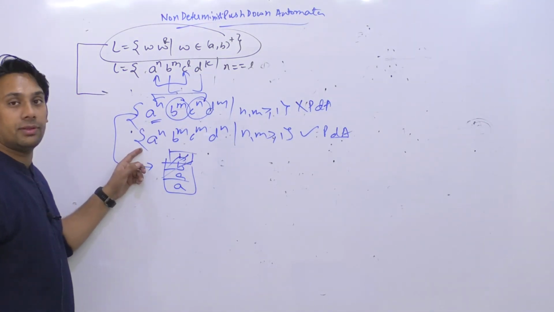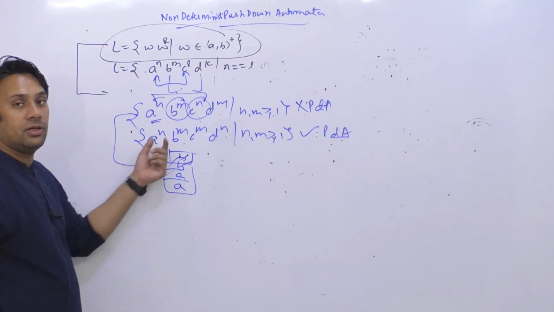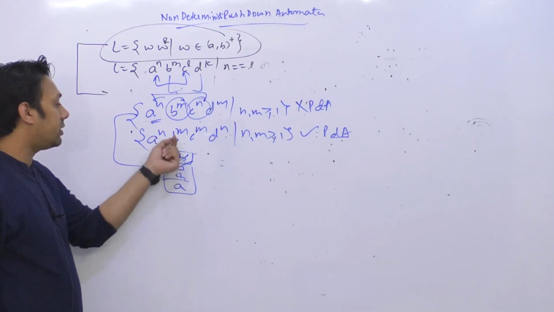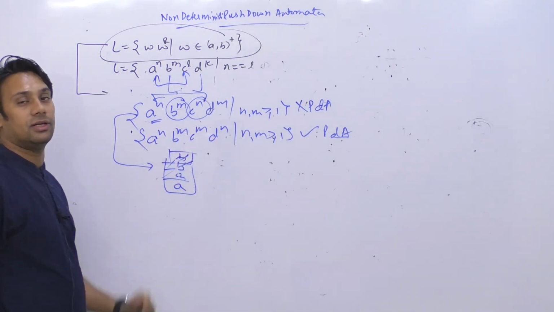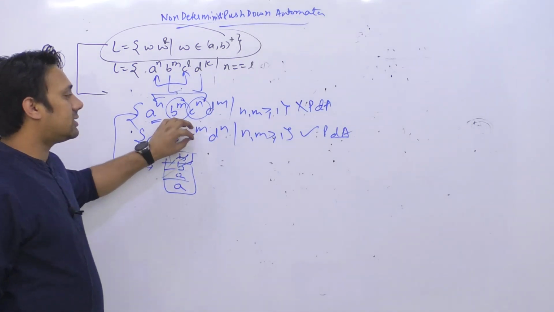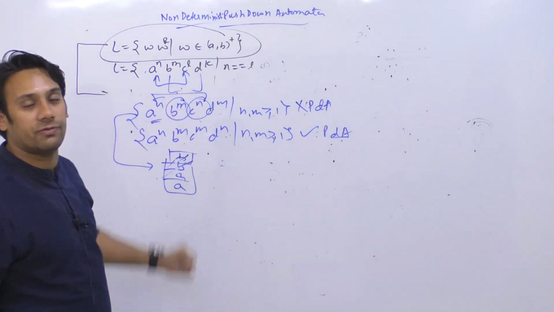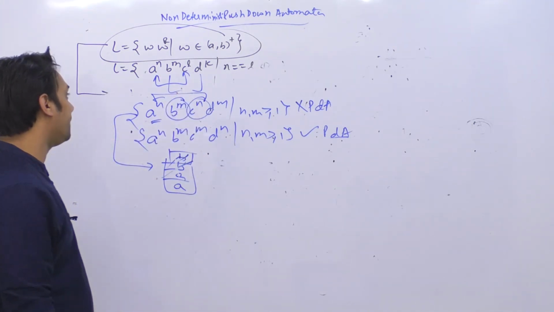But for the second problem, the PDA is possible. How is the PDA possible? You are going to insert all these A's, then you are going to insert B's, and then you can compare C with B, and then you can compare D with A. So for this second case the comparison is possible, but for the first case comparison is not possible.